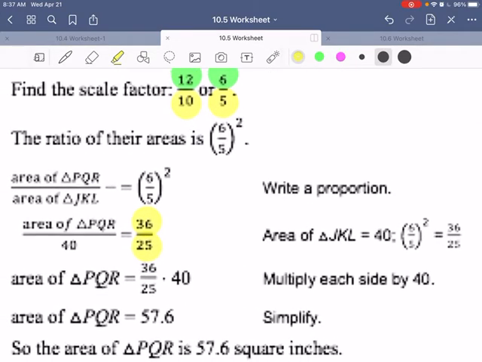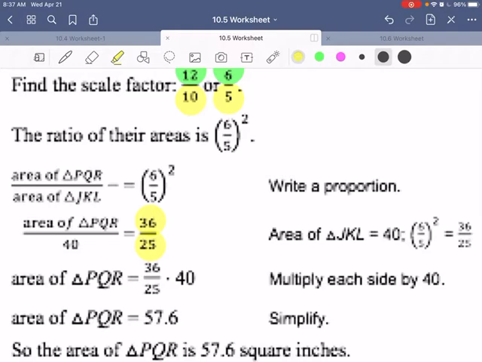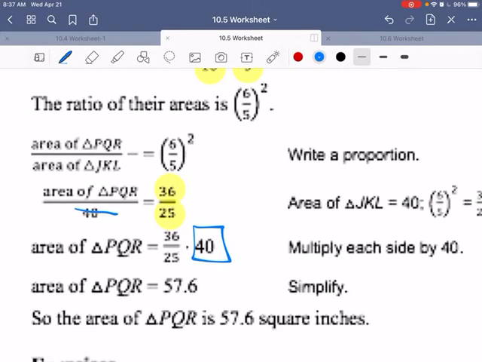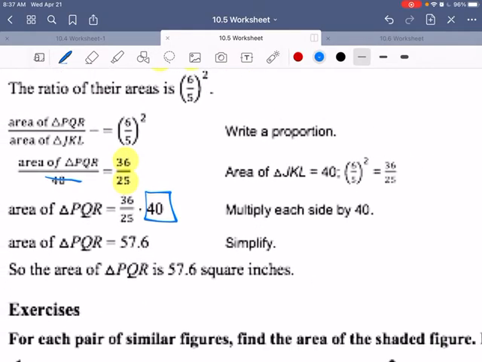And then they do a little bit of math and multiply by 40 on both sides. That eliminates this 40 down here and puts it over here. And they end up with 57.6 when they multiply that out. So 40 times 36 divided by 25. And they get 57.6.